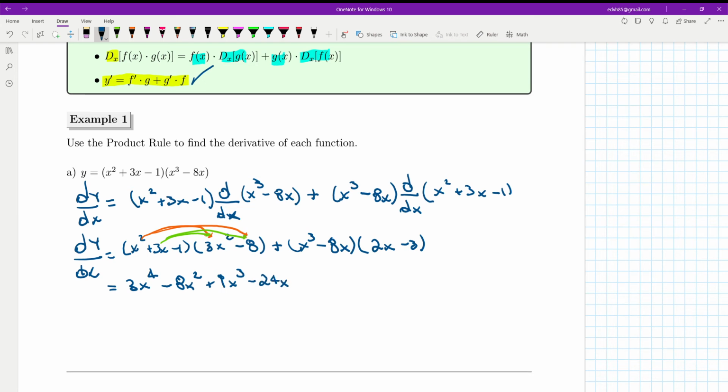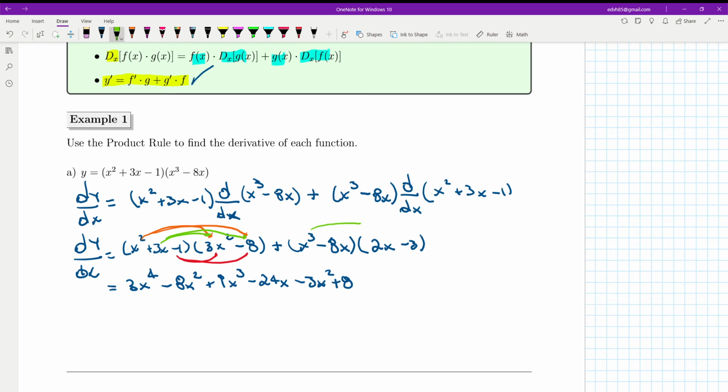And last but not least, for this one, we're going to have negative 1 times 3x squared, negative 1 times negative 8, which essentially changes the sign of everything here. So that's a negative 3x squared plus 8. We're going to do the same over here to distribute all this.